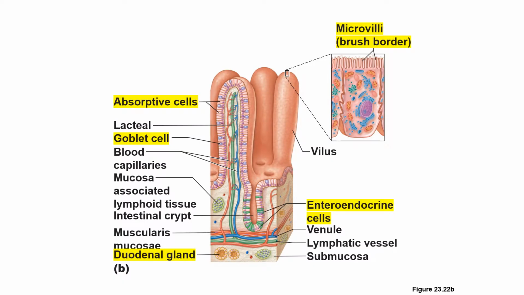So to recap, the mucosa of the small intestine is adapted to increase surface area. The plica circularis is made by folds of the lining of the small intestine called the villi, which are further folded by each individual simple columnar cell into microvilli.